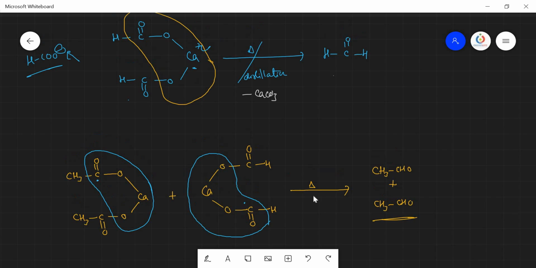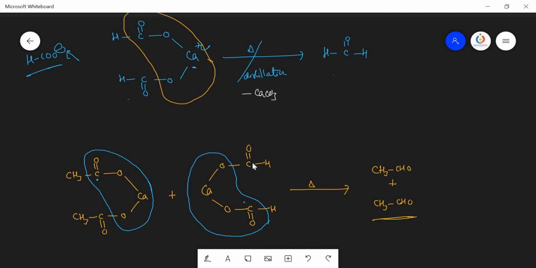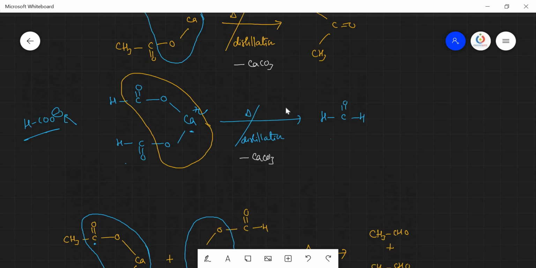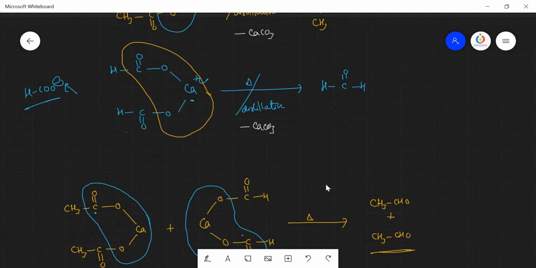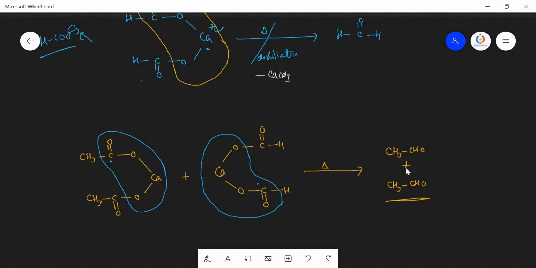Formate must be present. Formate is there means the aldehyde group will be there. And if formate is not there, it means ketones. If both are mixed, you will get the aldehyde groups.